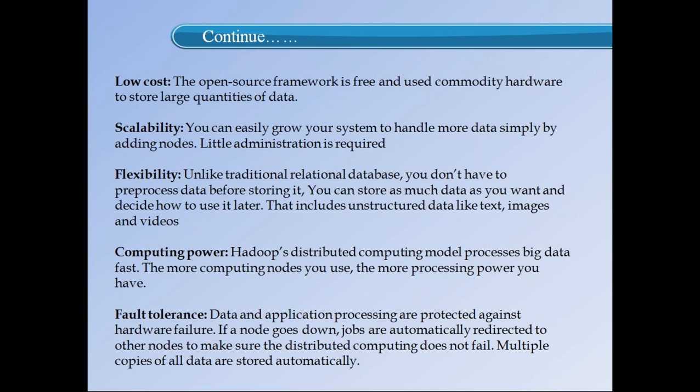If a node goes down, jobs are automatically redirected to other nodes to make sure the distributed computing does not fail. Multiple copies of all data are stored automatically. There is a concept called replication in Hadoop. If you store any data, suppose an abc.txt file, it will be replicated into 3 places automatically. That's called Hadoop replication. So if one copy gets deleted, or the node where the first copy is present goes down, Hadoop will automatically replicate that copy to some other node from the remaining 2 copies of that data.